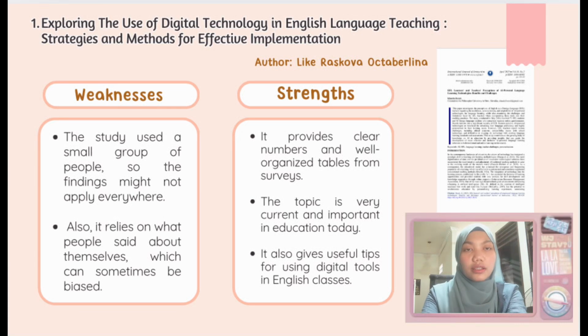The weaknesses of this article are that the study used a small group of people, so the findings might not apply everywhere. Also, it relies on what people said about themselves, which can sometimes be biased. The strengths of this article are that it provides clear numbers and well-organized tables from surveys. The topic is very current and important in education today. It also gives useful tips for using digital tools in English classes.